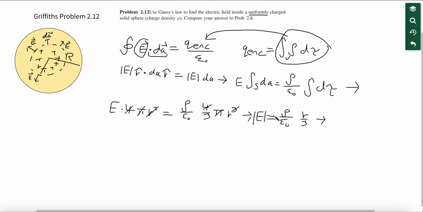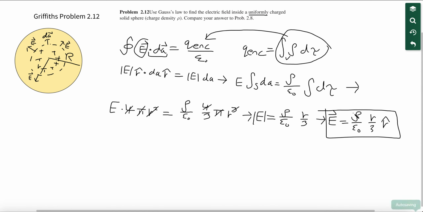But because what we have right now is just a magnitude and the electric field is supposed to be a vector, we have to find out what direction it's pointing. As we found out earlier, it's pointing outwards in the radial direction. So what we have is the electric field is equal to rho over epsilon naught times r over 3 r hat. This is our answer for the first part of 2.12.